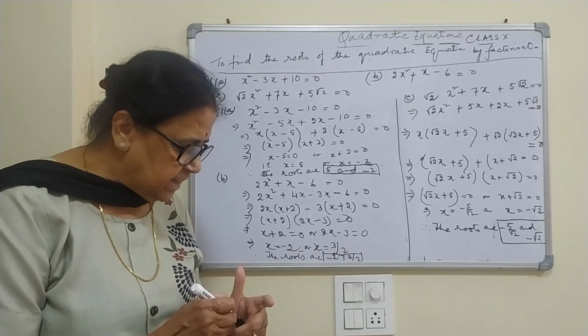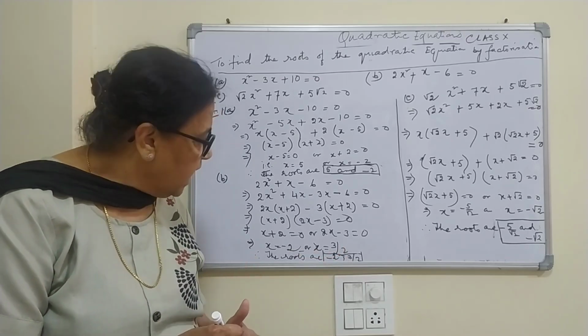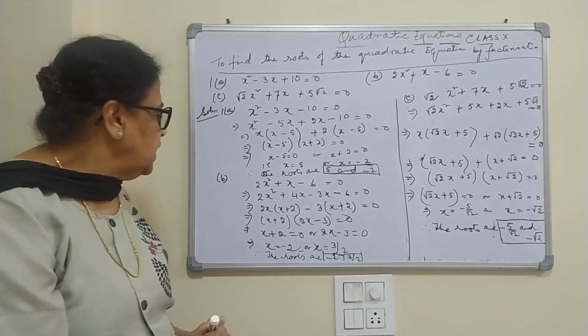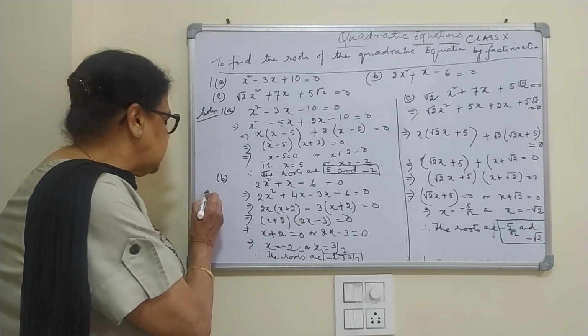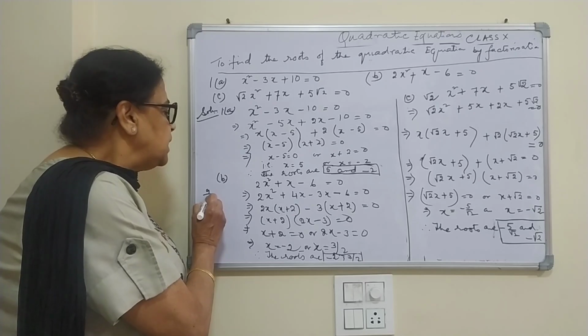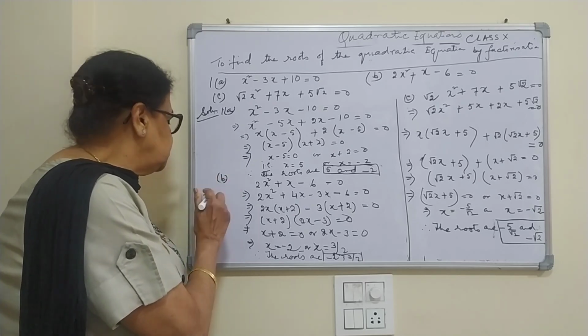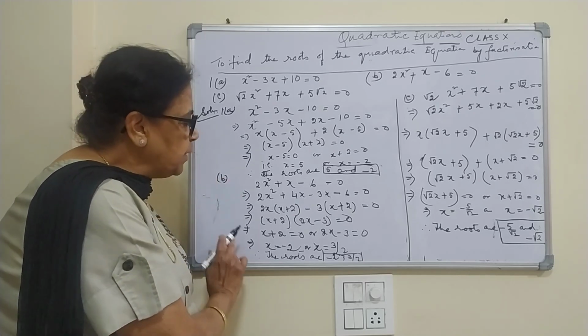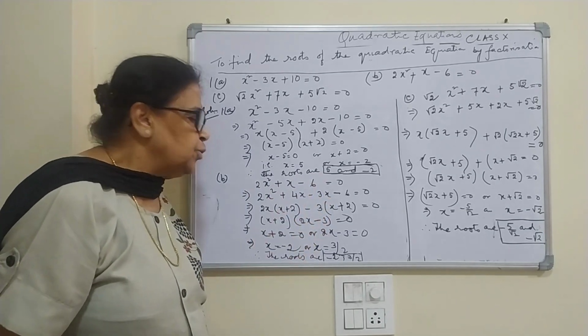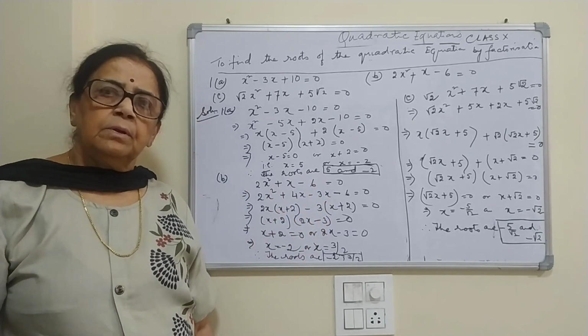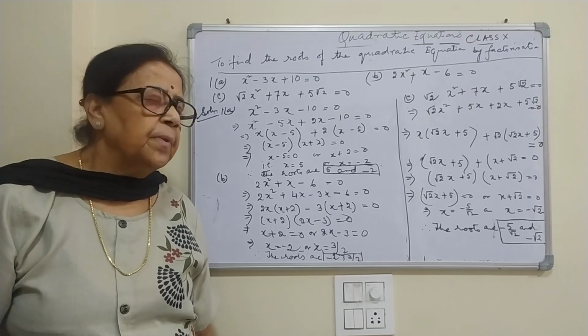Let us check with the second one. The second is 3 by 2. Let us check. That is 3 by 2 whole square, that means 9 by 4. 9 by 4 into 2. And if you substitute this in this equation, you will be getting 0 on both sides.